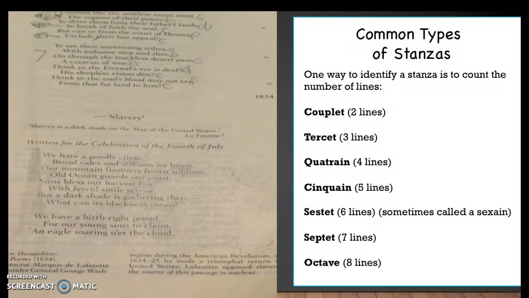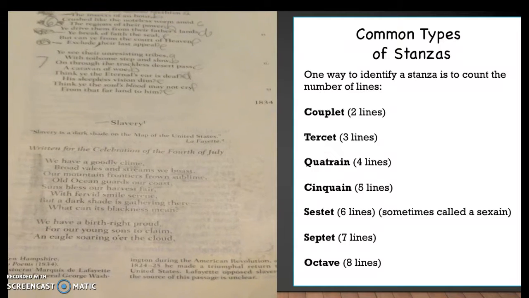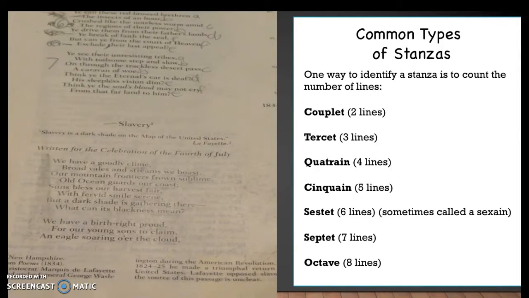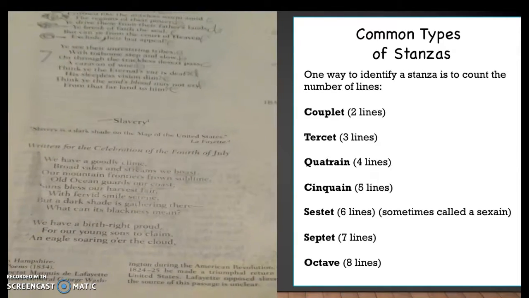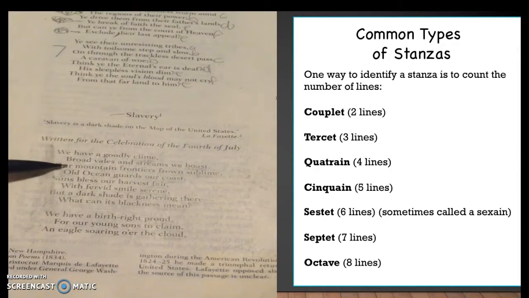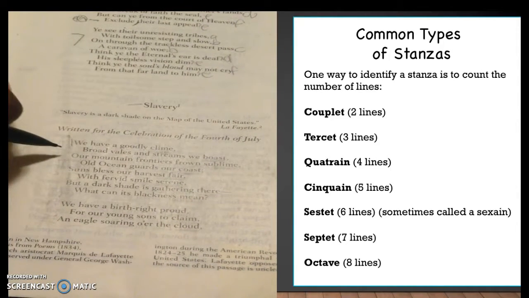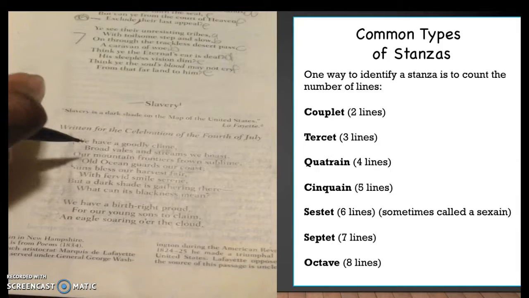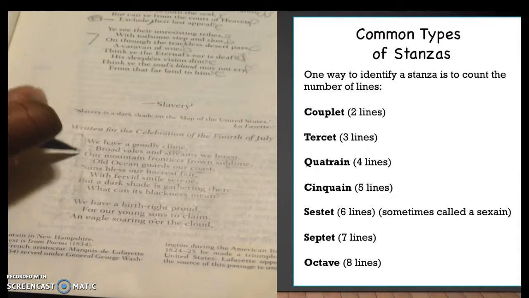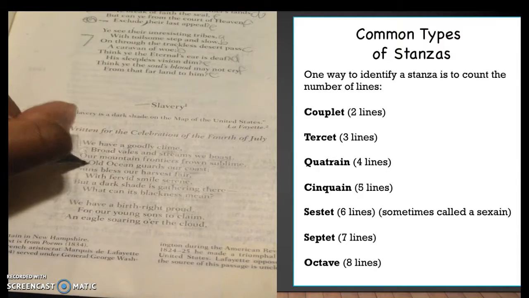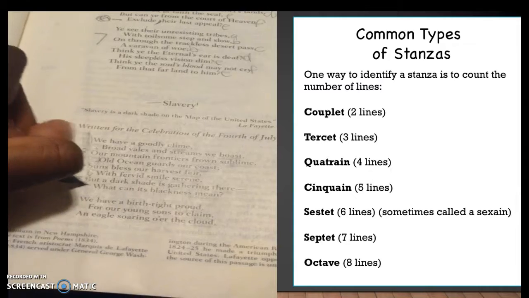Now that we've discussed the different types of stanzas, let's apply what we've discussed to the poem. One way we said that you can determine your stanza is to count the lines. So let's go ahead and start with the first line. 1, 2. And what I'm going to do is write by each line to keep myself in check in terms of my counting. I'm going to go ahead and put the number beside the line. 2, 3, 4, 5, 6, 7, 8.